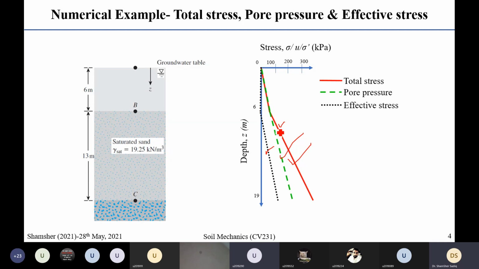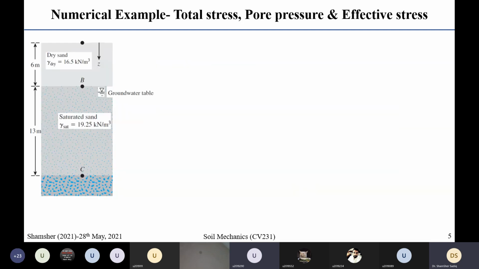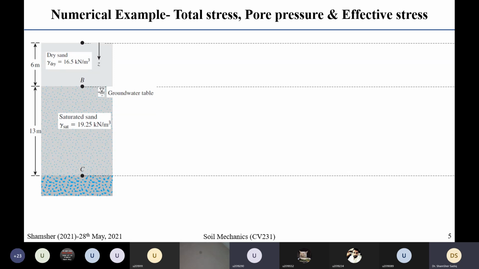So this is a solid line, this is a dotted green line, this is another dotted line, a black line. So this is how you plot the stress profiles of any problem. Now let us solve another problem so that it will be more clear to you.